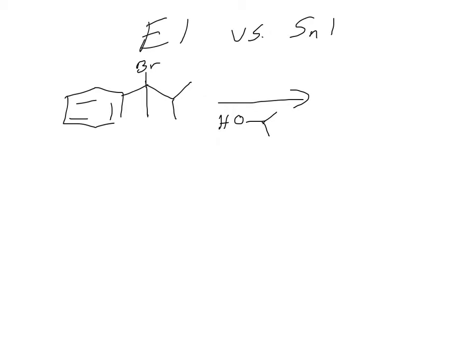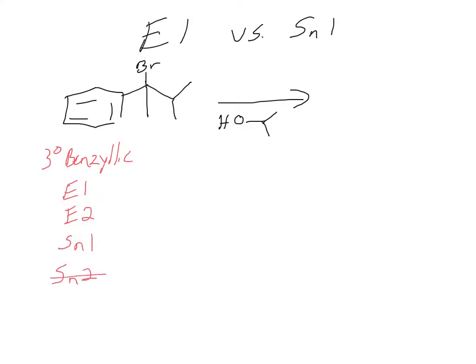The first question we always ask ourselves is what kind of alkyl halide we have. In this case, we have a tertiary benzylic. That narrows it down. We know it can't be SN2, because tertiary doesn't work for SN2. So at this point we are down to E1, E2, SN1. I'll draw SN2 on here and we cross it off.